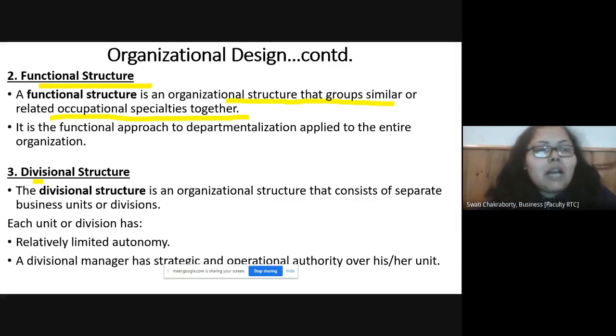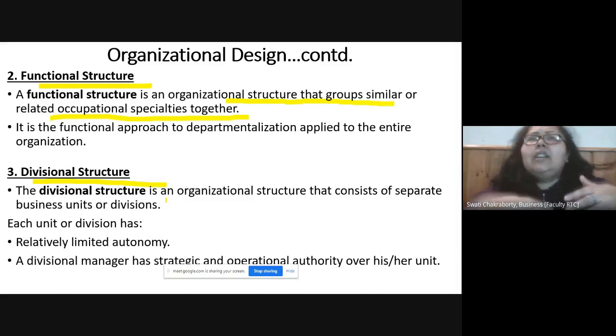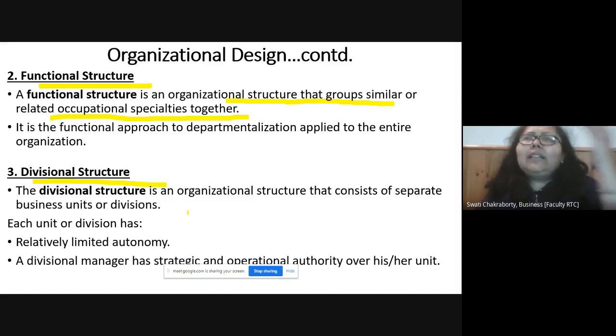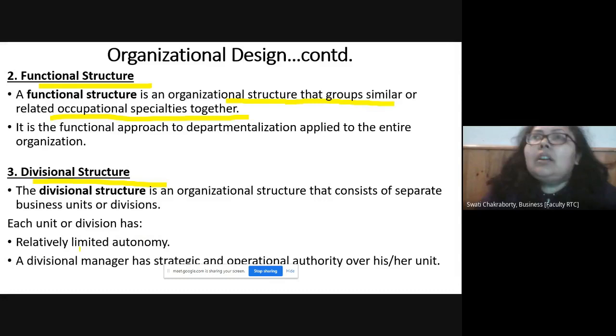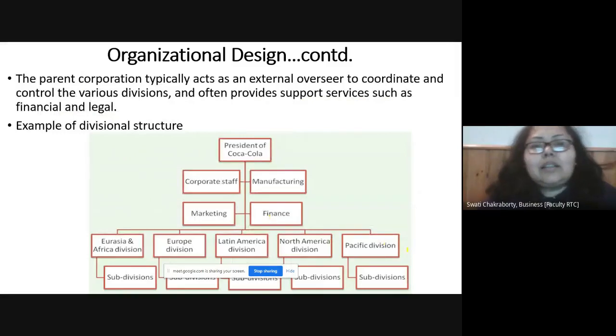The third type of traditional structure is the divisional structure. Suppose you have your own business and you are spreading it throughout the country. You have branches set up in different parts of the country, and each of these branches works by itself. You have a branch manager who looks after the day-to-day affairs. The core decisions of the organization are taken at the head office, but otherwise day-to-day work is taken care of by the branch managers. This is an example of a divisional structure.